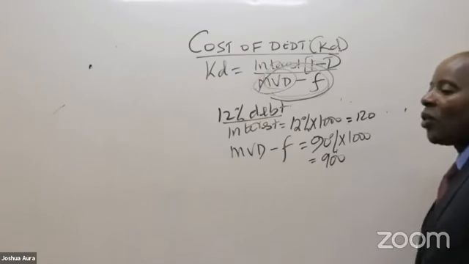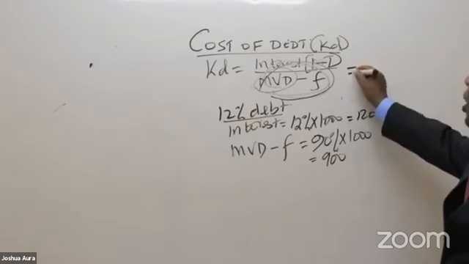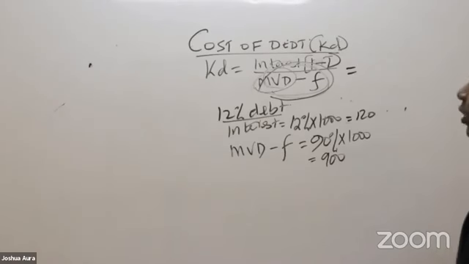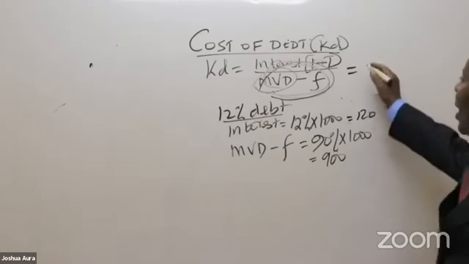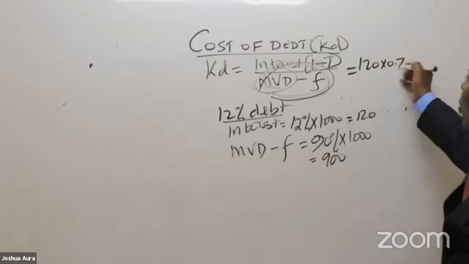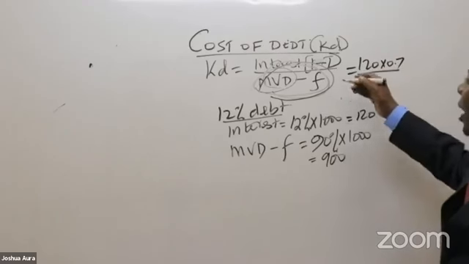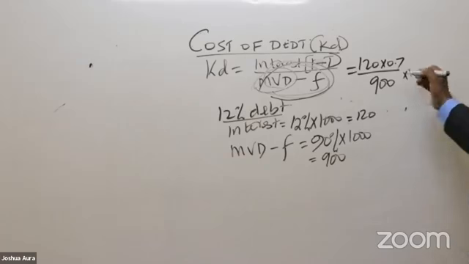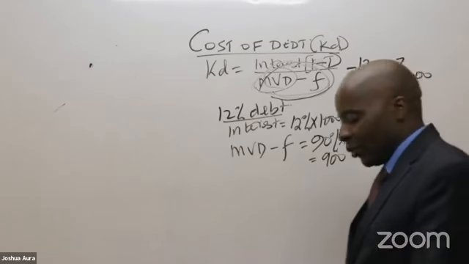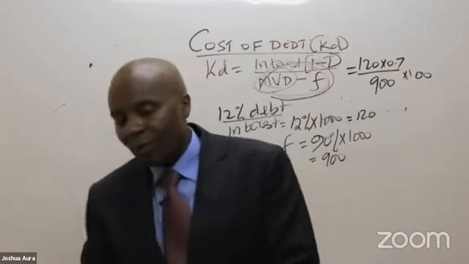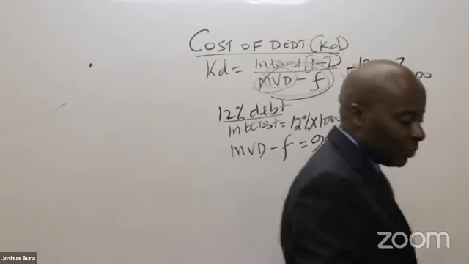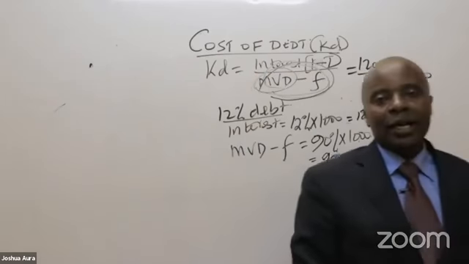So now, having gotten that, what I need to do here is to plug in. We have interest of 120 times 0.7 all over MVD minus flotation, which is 900, and whatever we get has to be multiplied by 100. So could you kindly help us with that answer? And I would beg to stop there.